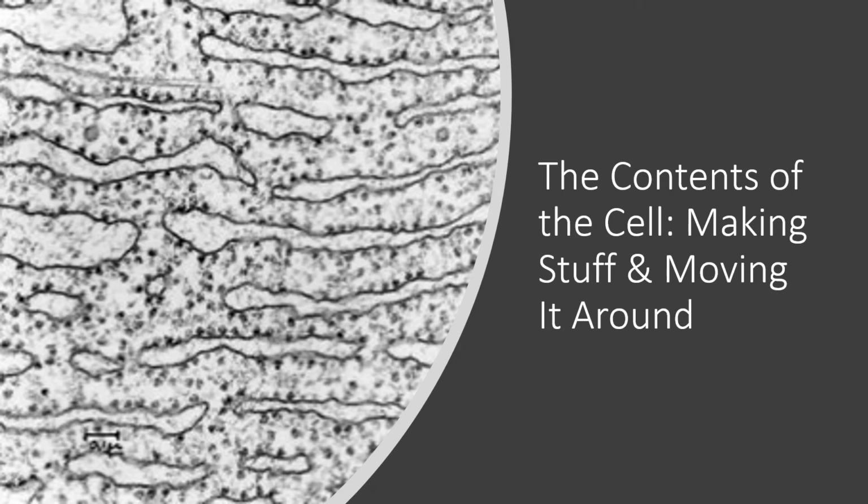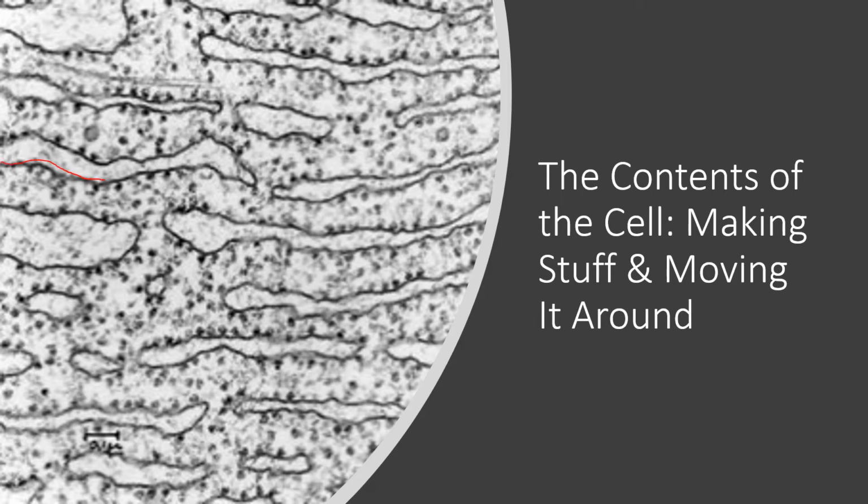Contents of the cell, organelles of making stuff and moving stuff around. What you see here at the left, before I move on, is a transmission electron microscopy image of rough endoplasmic reticulum. And if you recall from the beginning of this series where I introduced the organelles, rough endoplasmic reticulum is rough because it looks rough under a microscope. Those things that make it look rough are ribosomes.